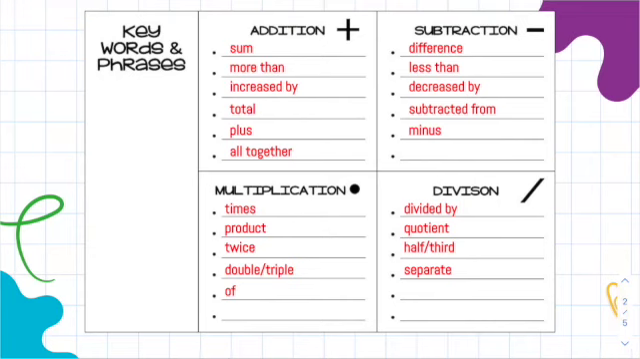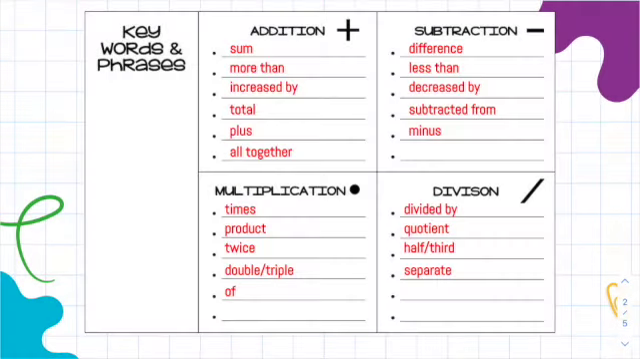So a few keywords and phrases that you guys should know, right? I'm only talking about the four basic operations: addition, subtraction, multiplication, and division. For addition, some common words we have: sum, more than, increased by, the total, plus, and altogether. For subtraction, a very important word is difference, less than, decreased by, subtracted from, and minus, okay?